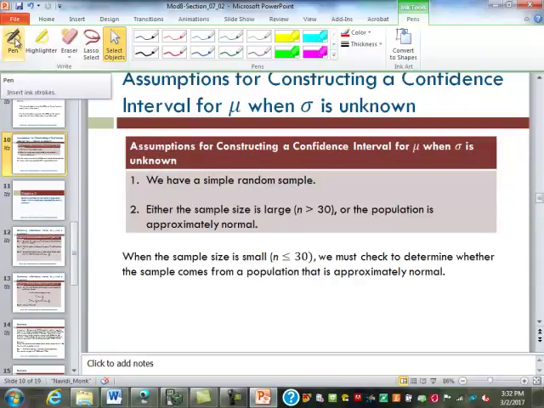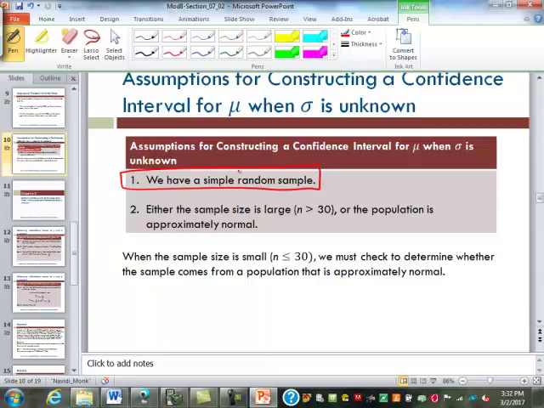We have a simple random sample. So these are assumptions made. Again, just like with the other one, we still have to assume that if we did not take a simple random sample, this won't work. And the sample size is either large again, 30 or more, or the population is approximately normal. So again, if we have a sample size less than 30, we have to know that the population is approximately normal.